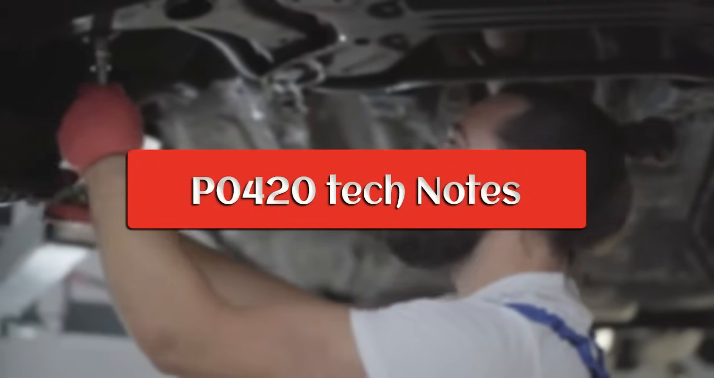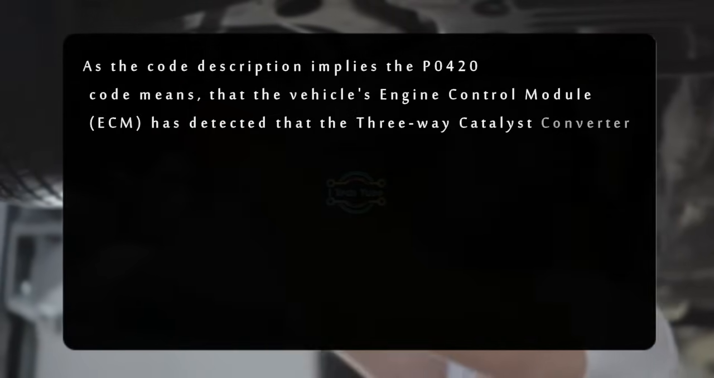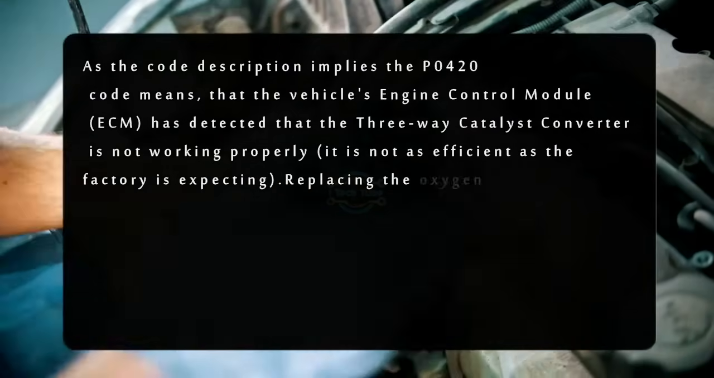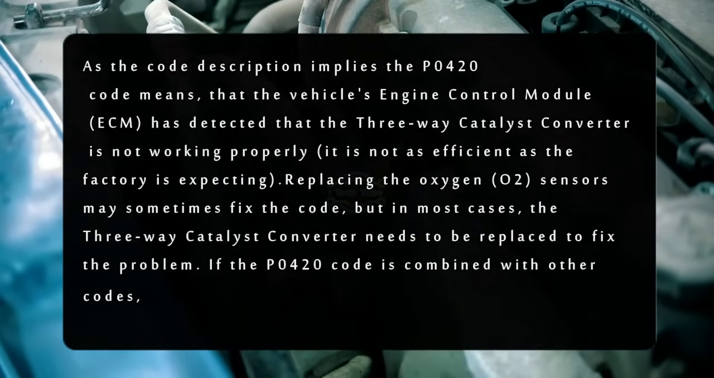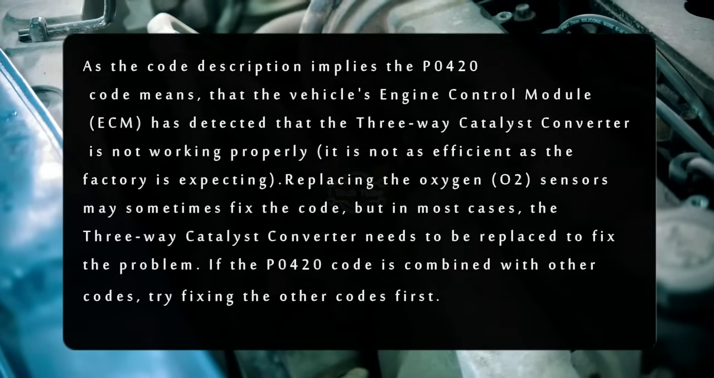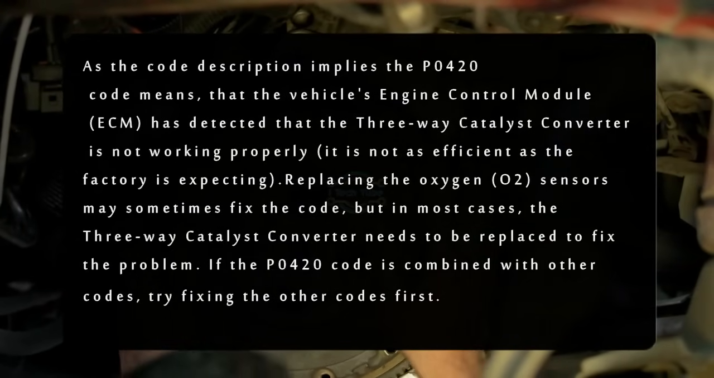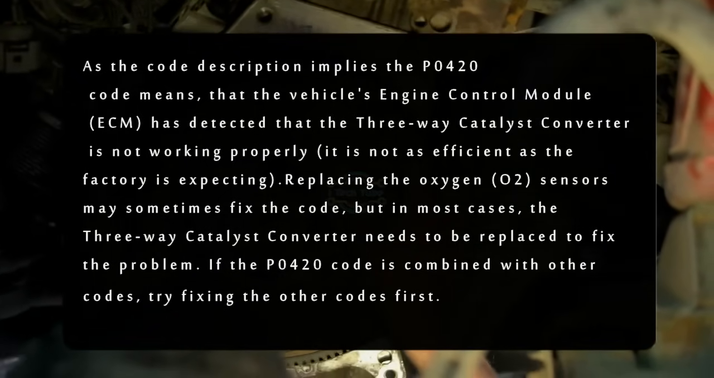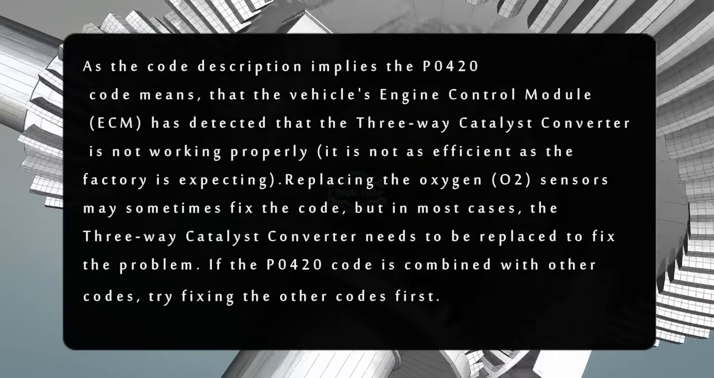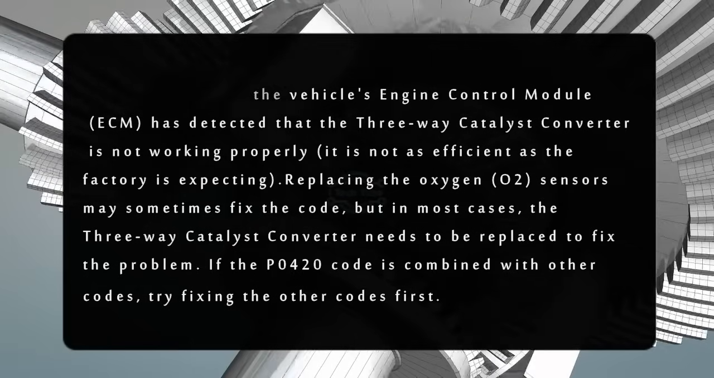Code P0420 Tech Notes. As the code description implies, the P0420 code means that the vehicle's engine control module, ECM, has detected that the three-way catalyst converter is not working properly, it is not as efficient as the factory is expecting. Replacing the oxygen, O2, sensors may sometimes fix the code, but in most cases, the three-way catalyst converter needs to be replaced to fix the problem.